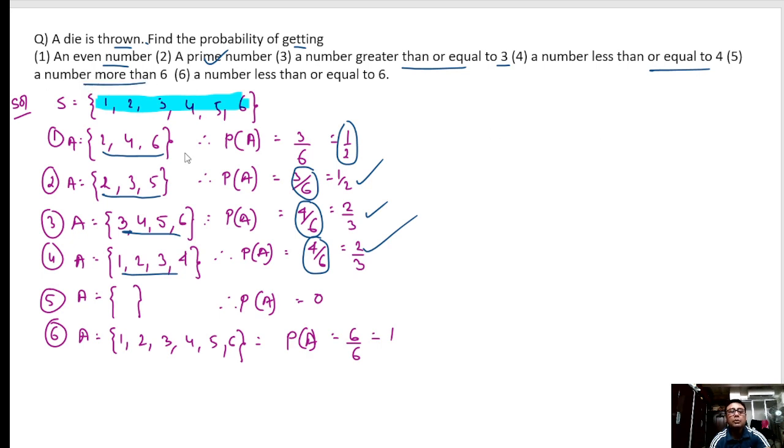A number more than 6, there is no option, so the probability is 0. A number less than or equal to 6, so all will come. Less than or equal to 6, so it will be 6 by 6 and the probability is 1. Clear? Next.